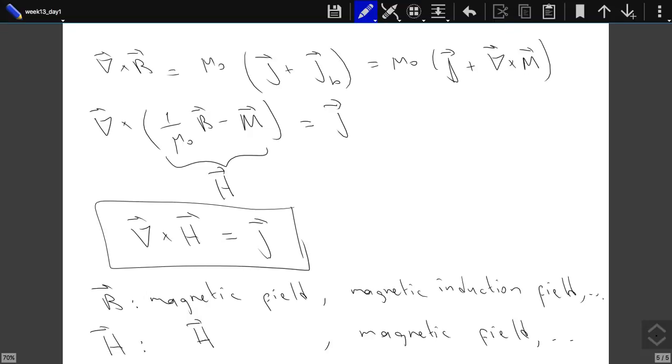But well, let's give a break now, a 10-minute break, not 15 minutes. And then we will continue with magnetostatics in material.